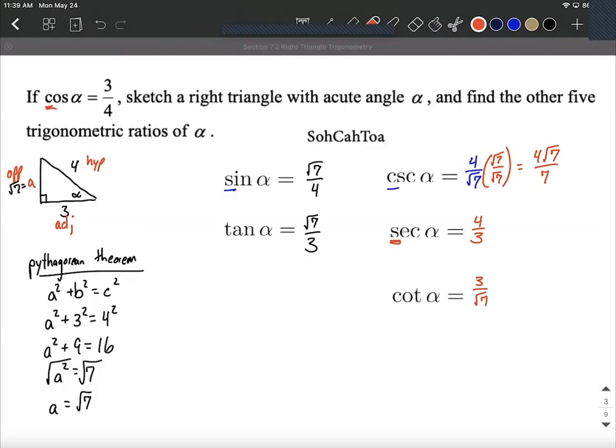We could do something very, very similar down here with the cotangent by multiplying numerator and denominator by square root of 7. If we were asked to rationalize this, this will give us 3 square root of 7 over 7 for our final result. Most reduced down, best answer possible.